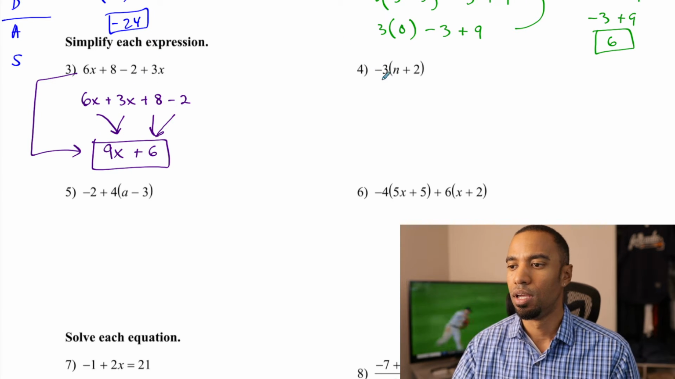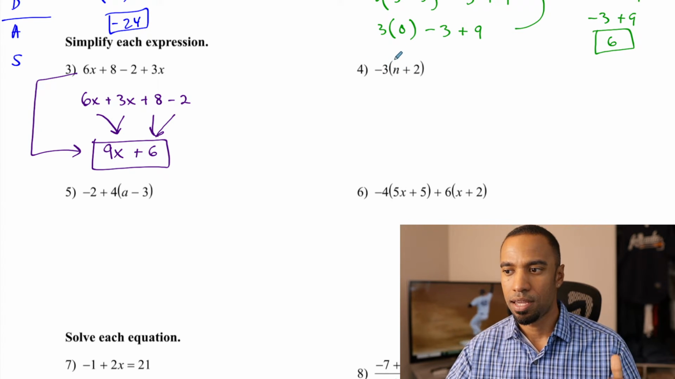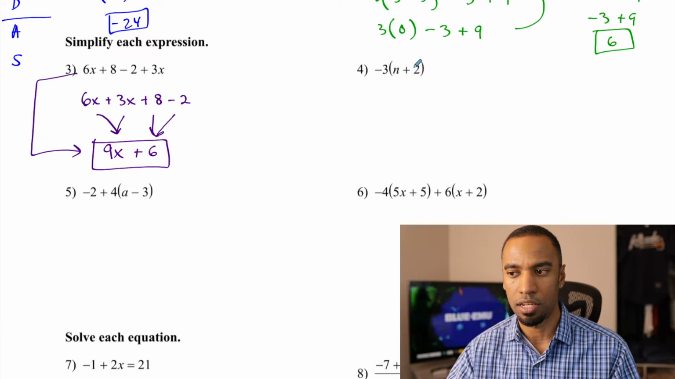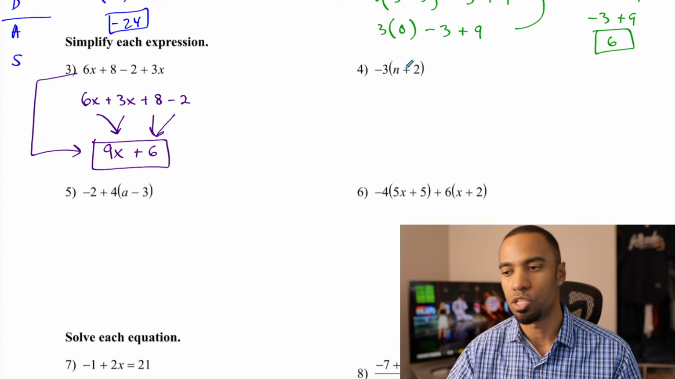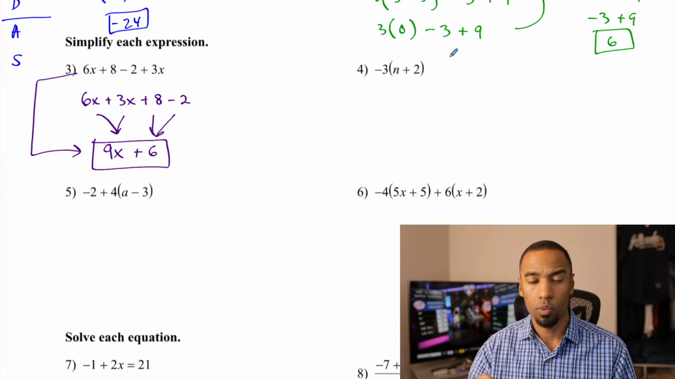All right, number 4. Negative 3 times the quantity n plus 2. If we want to talk about order of operations, we would say do things inside parentheses first. But there's nothing that we can combine inside these parentheses. We have n plus 2, unlike terms, we've got to leave them separate. So what do we do to simplify?